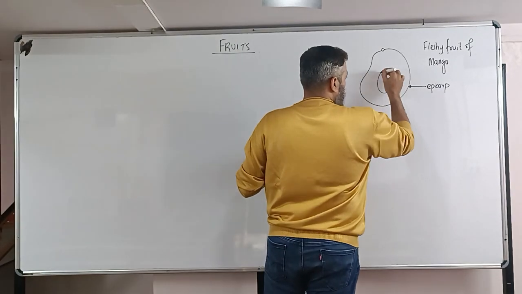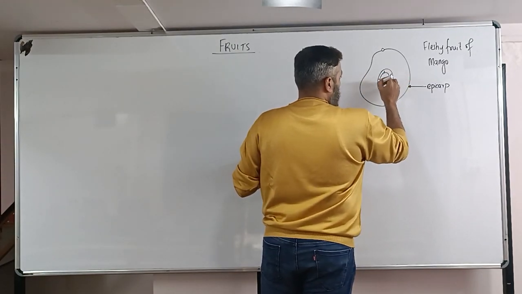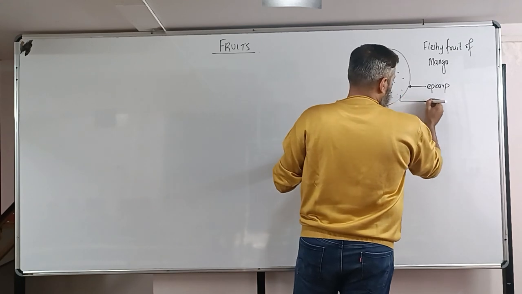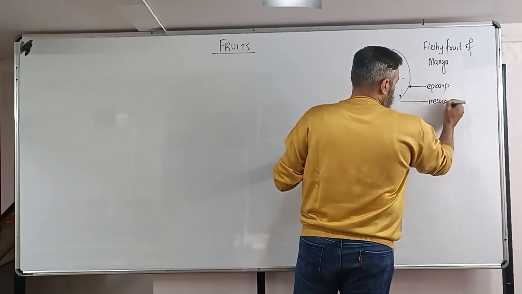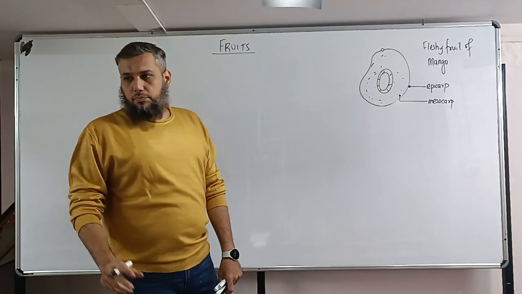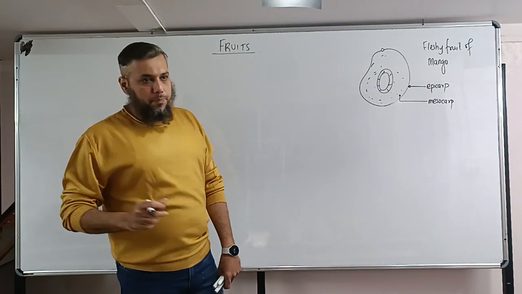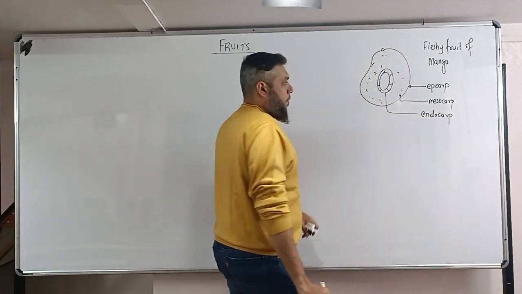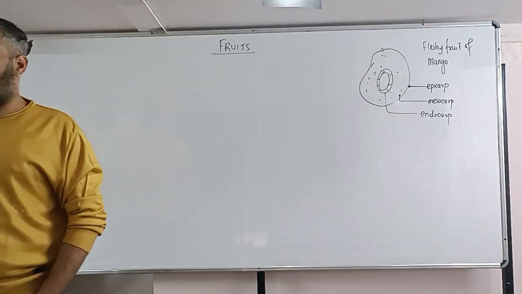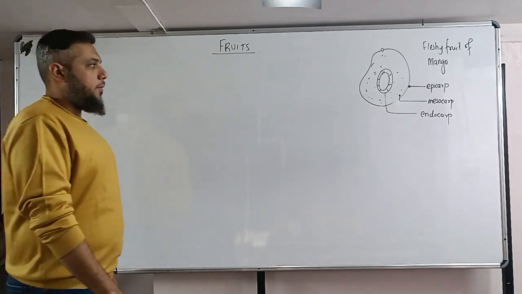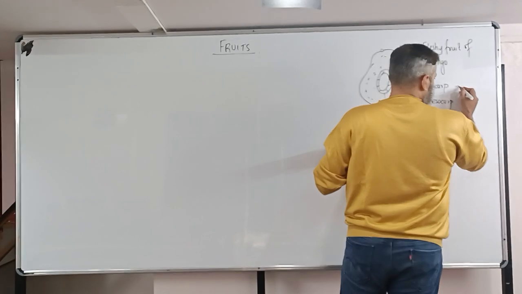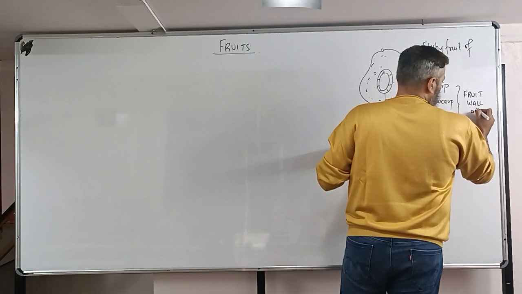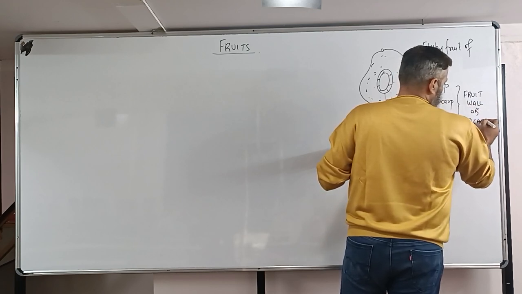Then, the middle layer is called, what would you say? Mesocarp. And the innermost stony layer, the hard layer of the fruit wall, is called the endocarp. So how many layers did I just show? Three. What are the three layers? Epicarp, mesocarp, endocarp. And these three layers together are called the fruit wall or the pericarp.